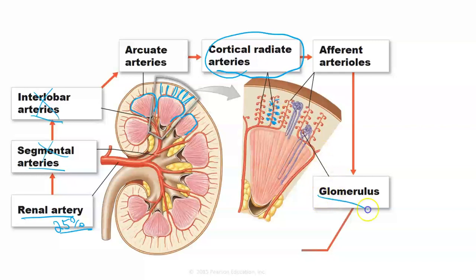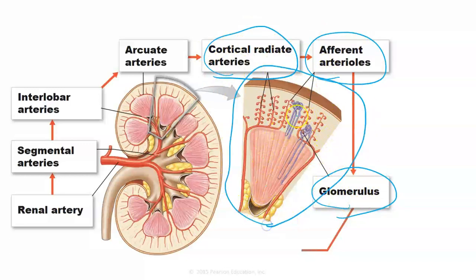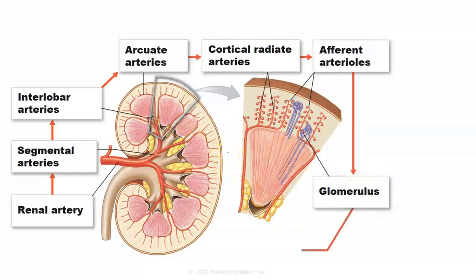We'll look at that structure in greater detail in a minute. So you want to keep in mind what cortical radiate arteries are, what afferent arterioles are, and the glomeruli, or glomerulus for singular. Just keep in mind this snapshot, because we're going to spend a lot of time talking about the microanatomy specifically in this region, so it's helpful to know where in this whole thing we're talking about.